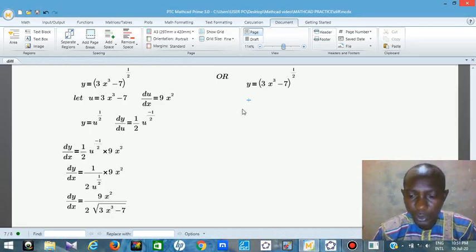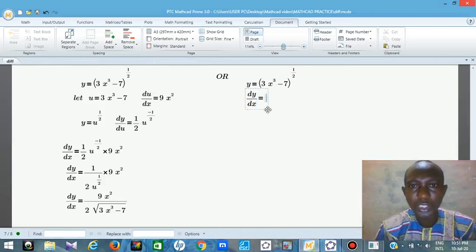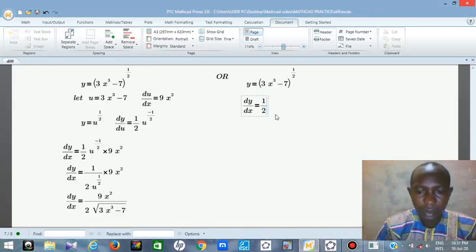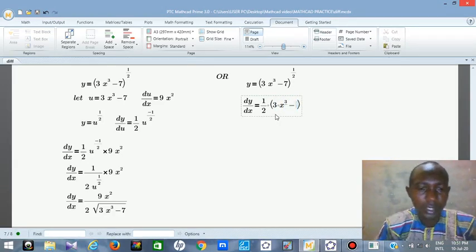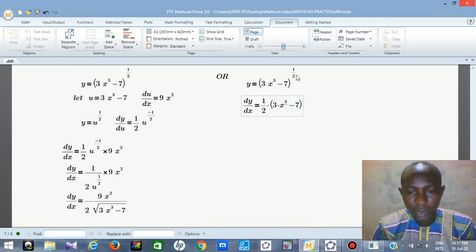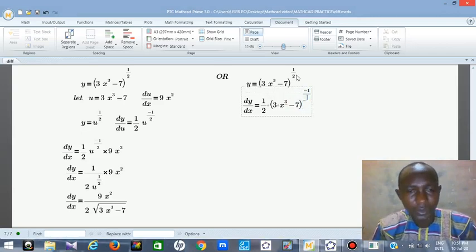So according to function of a function with this method, I'm going to go direct to my answer. dy dx is equals to, so I'm going to differentiate this as a single function. 1 over 2, the power, is going to come here, 1 over 2 is going to multiply the number in front of this bracket. So you open your bracket, leave everything inside the bracket, don't touch it, raised to power. Then the next thing is half minus 1, which is raised to power minus 1 over 2.